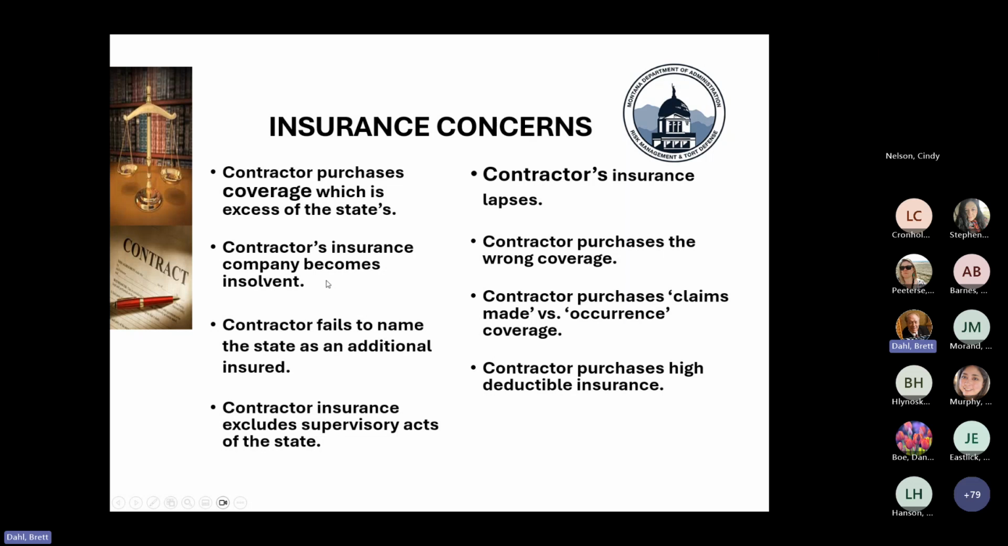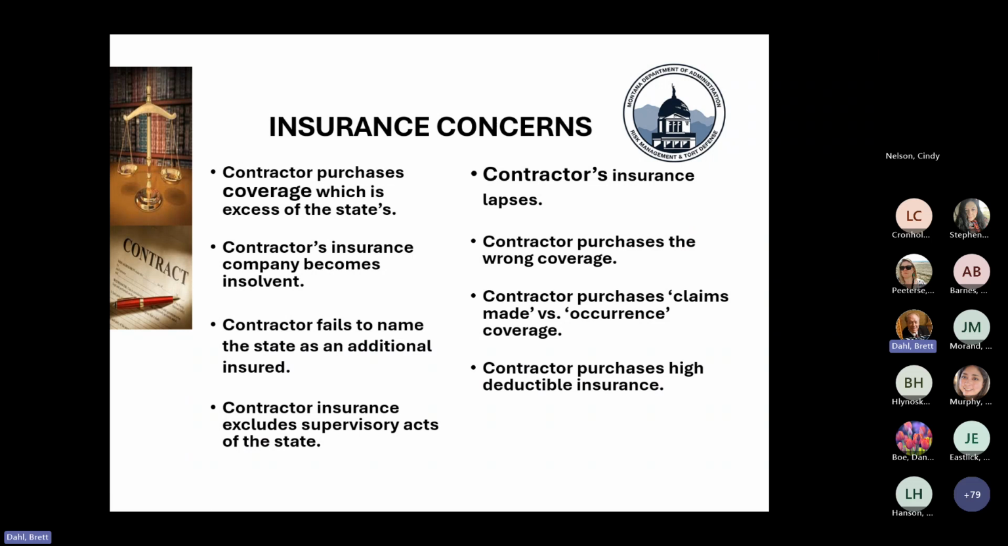The contractor's insurance company becomes insolvent. If they have insurance with a covered company that is A.M. Best rated C, or it's a bad company, they may not have the money to pay the claims for the contractors. Third, the contractor fails to name the state as an additional insured. So they'll cover their stuff.